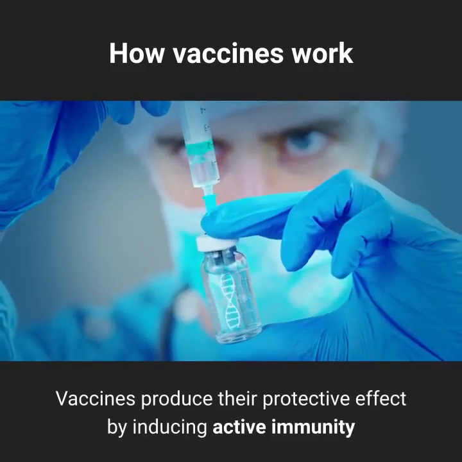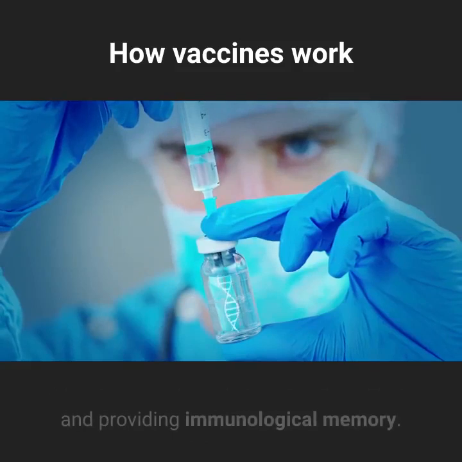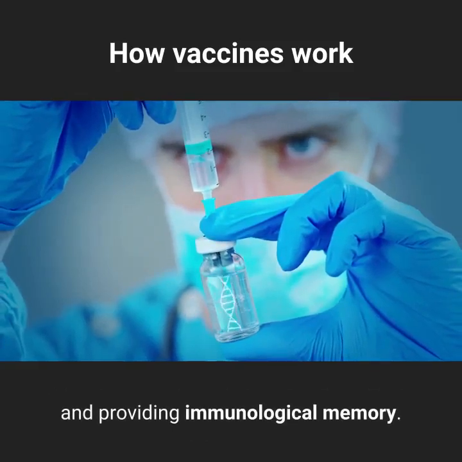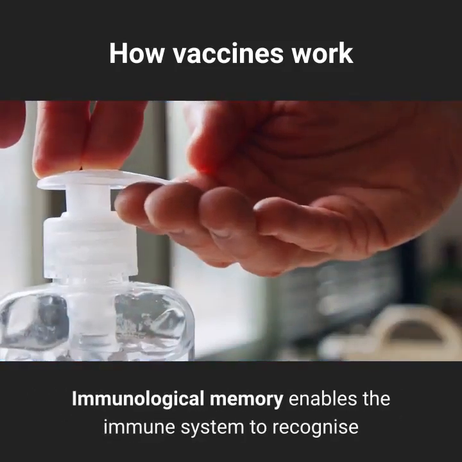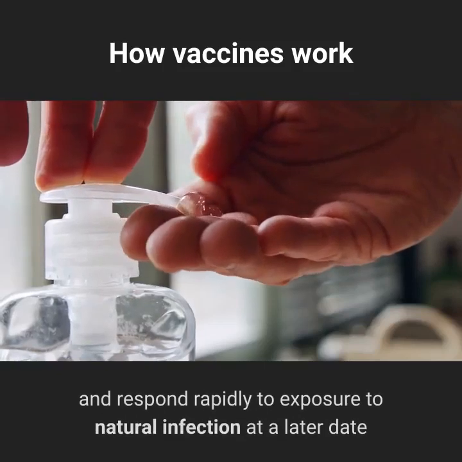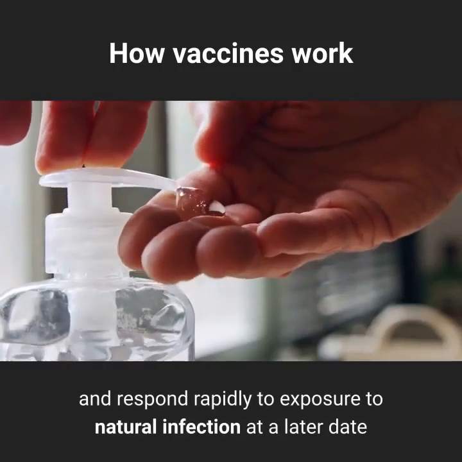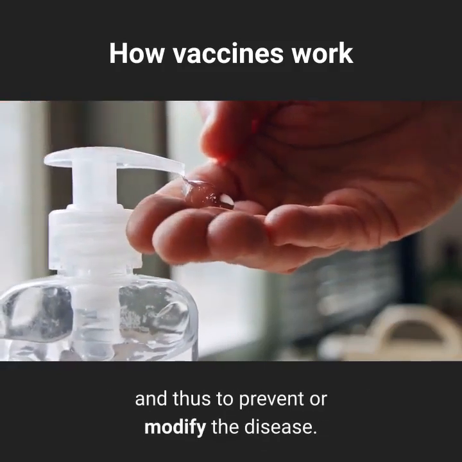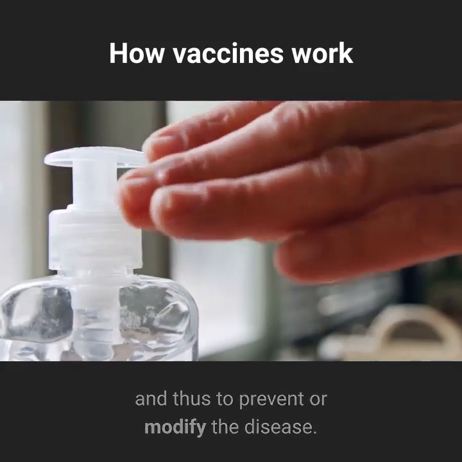Vaccines produce their protective effect by inducing active immunity and providing immunological memory. Immunological memory enables the immune system to recognize and respond rapidly to exposure to natural infection at a later date and thus to prevent or modify the disease.